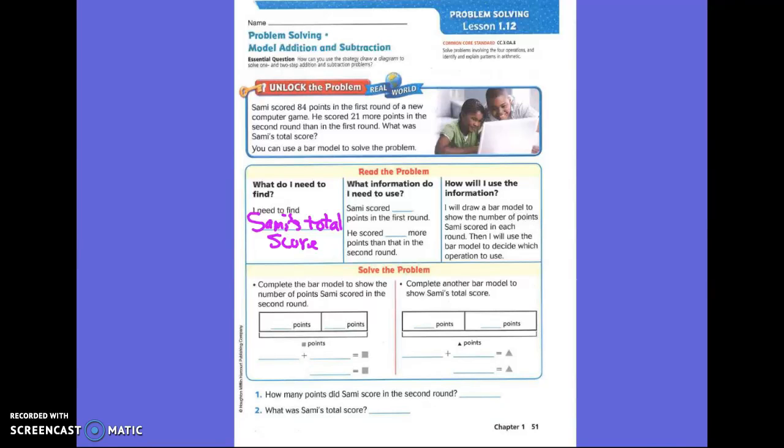Okay, next we're going to use the information in the story and write down the important information. They already have some words for us to help us find the important information. So Sammy scored blank points in the first round. How many points did she score in the first round? Look at the story. Find it. Raise your hand. Alexander? 84. Okay, 84. Write it down, everyone.